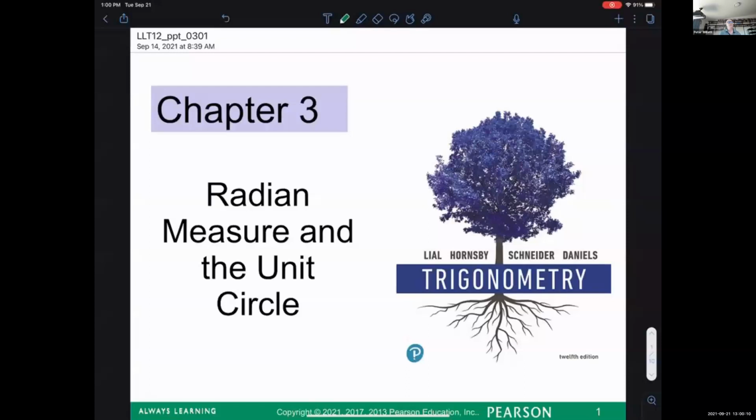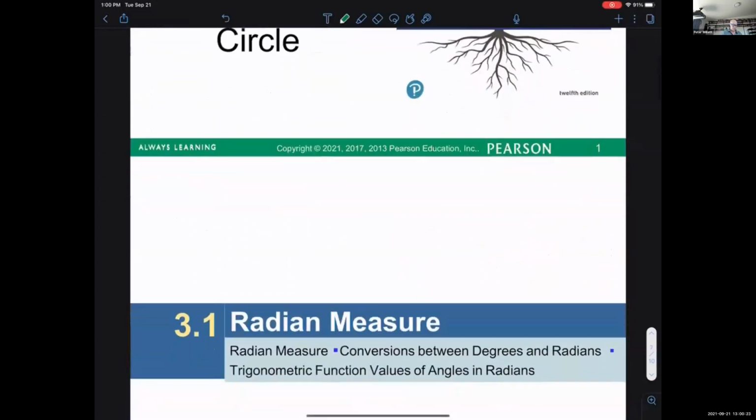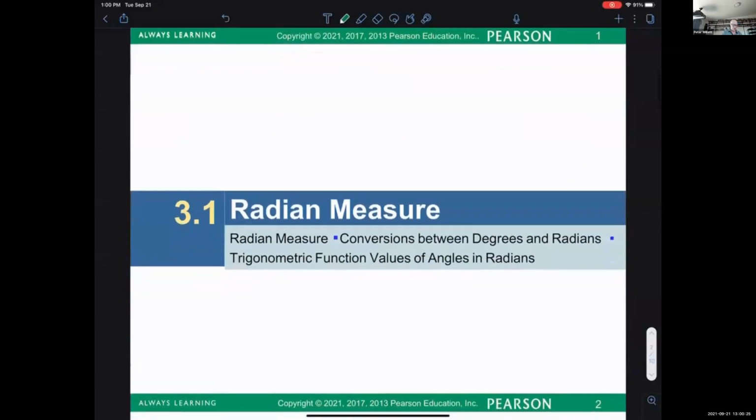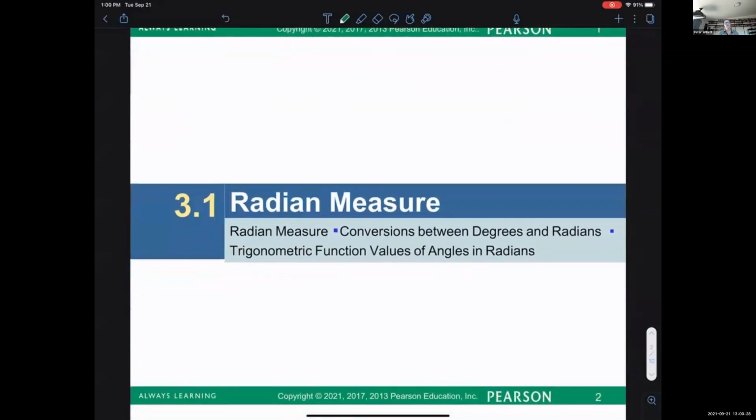Welcome to chapter 3. In chapter 3, we have 4 sections. Chapter 3 is radian measure and the unit circle. And so we're going to introduce radian measure in this first section, and that's our goal for today.